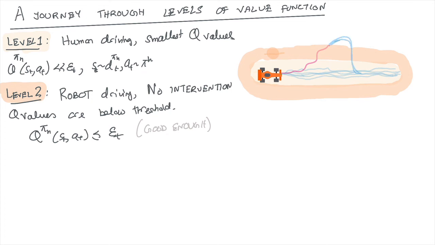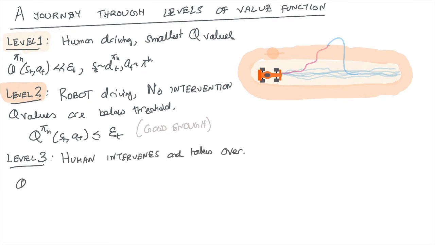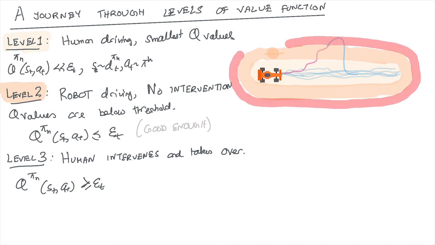Now, if the robot leaves level 2, the human intervenes, takes over, and drives the robot back, right? So we can think of this set of states as being in level 3. And we can definitively say that if the human has taken over, the Q value of the state actions is more than the threshold epsilon_t. And so these higher Q values are denoted by a darker color to show that that's the highest possible level that the human can tolerate.